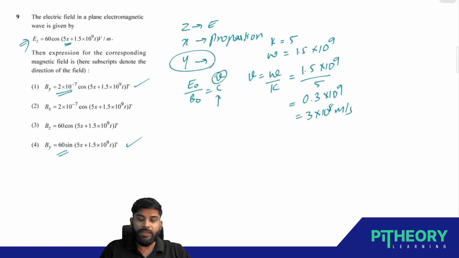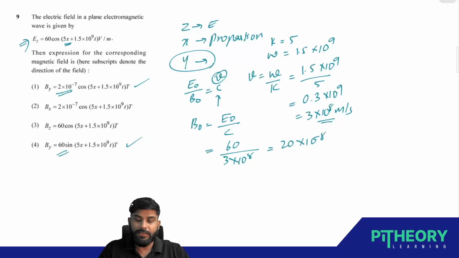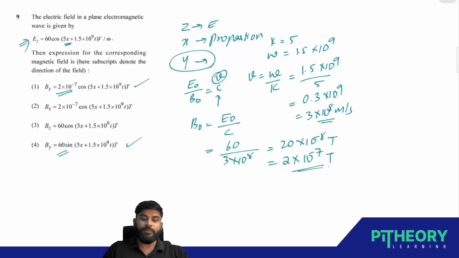So it's nothing but in vacuum only. So here we can write this relation. B naught, what will that be? Equal to E naught by C. And E naught value is given 60 divided by C value, which is 3 into 10 to the power 8. So you'll be getting 20 into 10 to the power minus 8, Tesla. So that will be 2 into 10 to the power minus 7 Tesla, the peak value of the magnetic field.